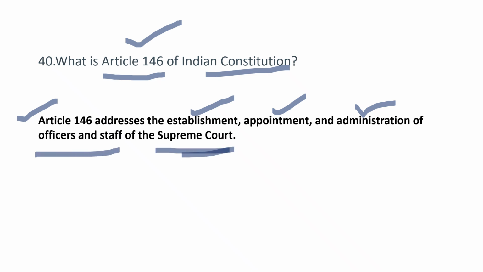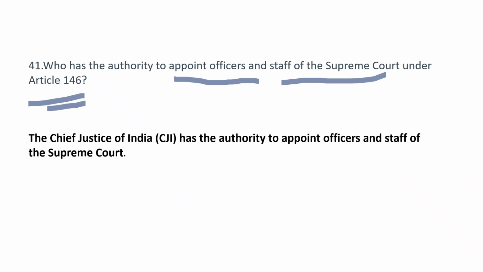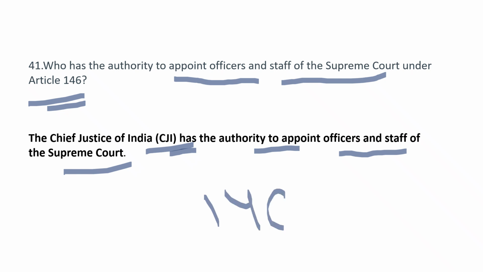Next question. Who has the authority to appoint officers and staff of the Supreme Court under Article 146? The answer is the Chief Justice of India has the authority to appoint officers and staff of the Supreme Court, and it is under Article 146.